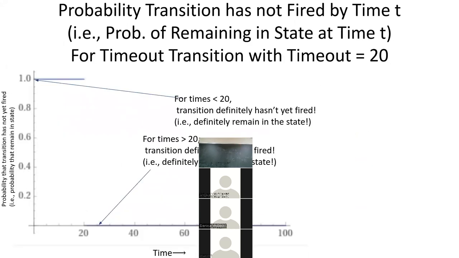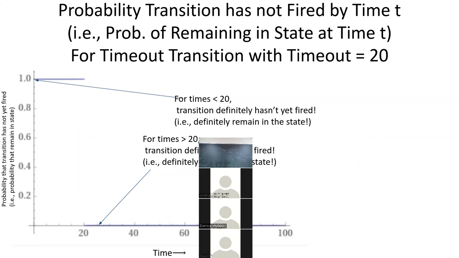It looks like this. You say, what's going on here? And rightly so. So if this is a timeout of 20 years, your chance of still being in the state after 5 years is what? One. This is a timeout of 20 years. It hasn't gone off yet, right? Your chance of still being in the state after 10 years is what? One. It hasn't been 20 years yet, right? Chance of remaining in the state after 15 years is what?